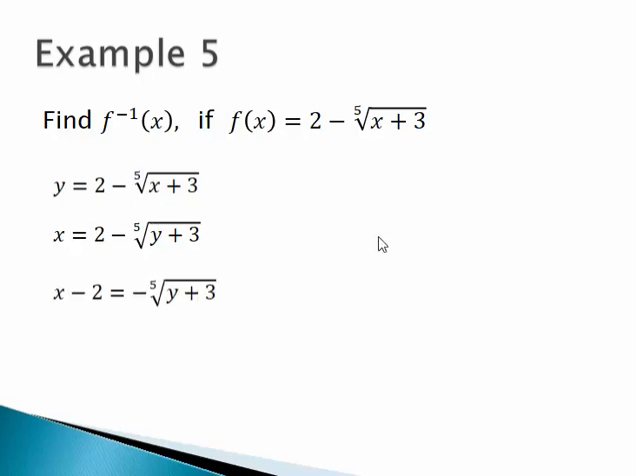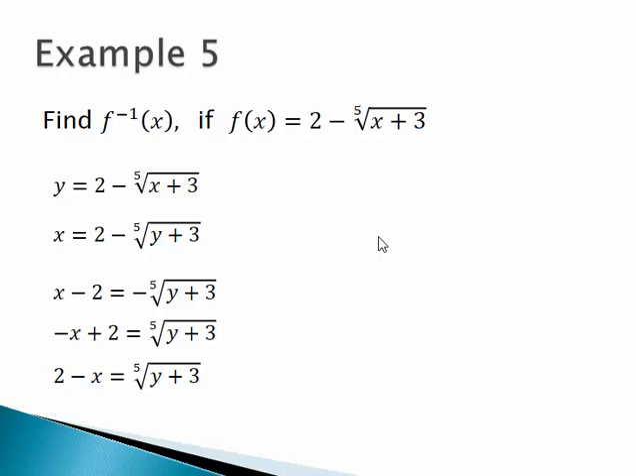So subtract 2 from both sides, and I get x minus 2 is negative fifth root of y plus 3. I'm going to get that negative out of the way, so I'm going to multiply or divide everything by negative 1, which will change both signs on the left-hand side. We get negative x plus 2 is the fifth root of y plus 3, and nothing wrong with that, but I would prefer to write negative x plus 2 as 2 minus x. So we get 2 minus x is the fifth root of y plus 3.